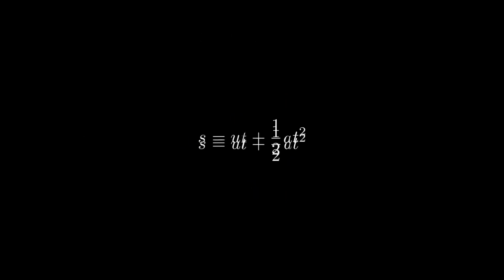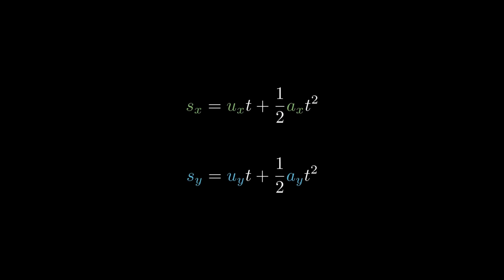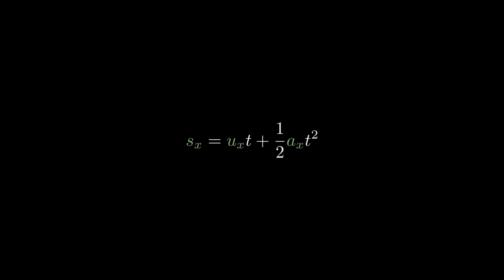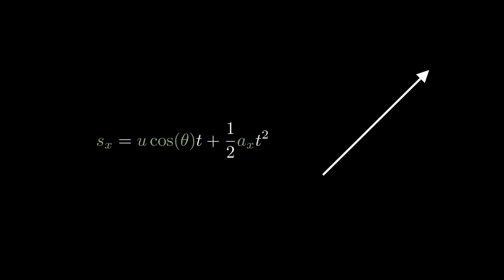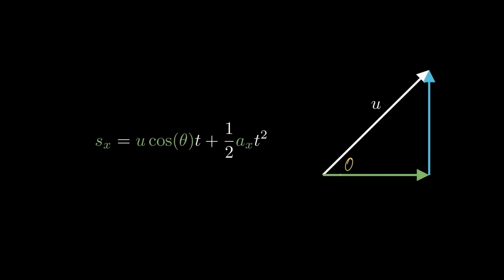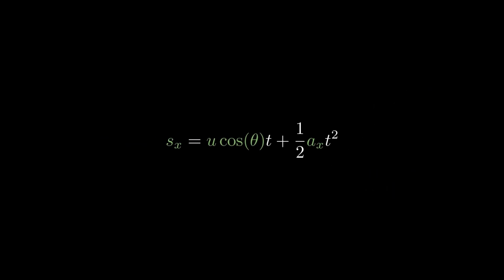And just like before, we'll consider the horizontal and vertical components separately. First, the horizontal. We can find the horizontal component of the initial velocity vector by multiplying the initial velocity by the cosine of the launch angle. We can do this because the velocity vector makes a right-angled triangle with its horizontal and vertical component vectors when put like this. And because we ignored air resistance at the start, the acceleration in the horizontal direction is 0, so we can get rid of that term, which gives us this as the equation for the horizontal motion.